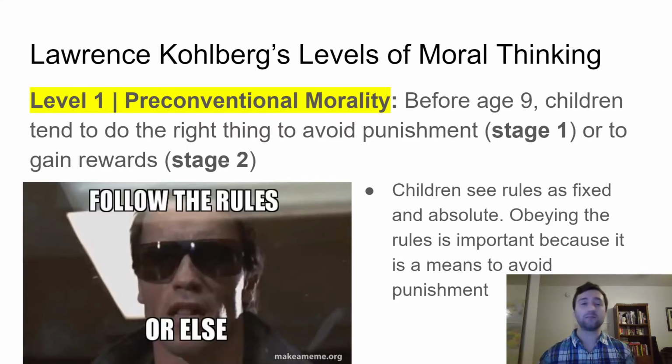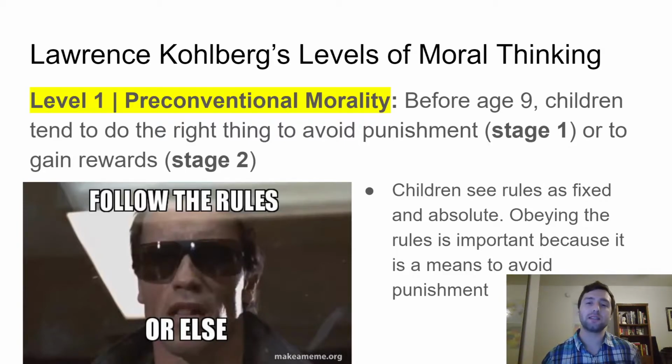Stage 2 is basically the exact same thing, except now I might be doing it or not doing it not because I'll get punished, but because I will get something good, right? I know if I share, I'll get a reward. Or if I pick up my clothes or I pick up my room, I'll get a reward. I'll get a candy bar or whatever at the end. That would be stage 2. So stage 1 is avoiding punishment. Stage 2 is to gain rewards.